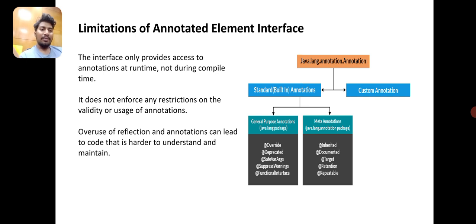This is java.lang.annotation, standard built-in annotation, and custom annotation. Standard built-in annotation is divided into two types: general purpose annotation and meta annotation. Examples: Override, Inherited, and Documented.